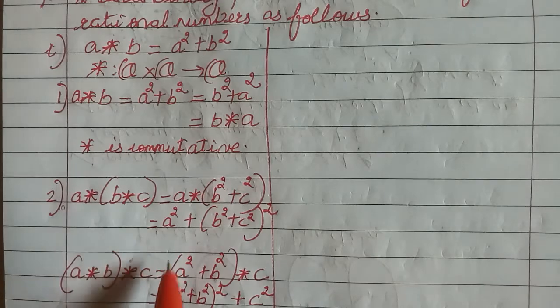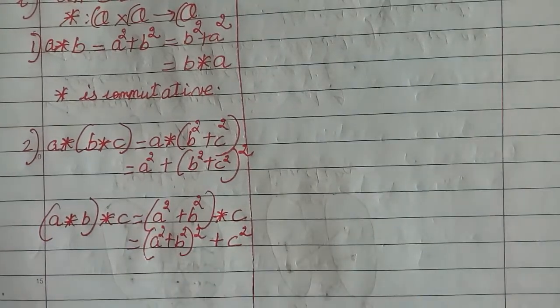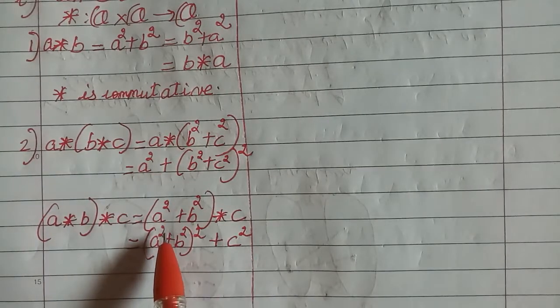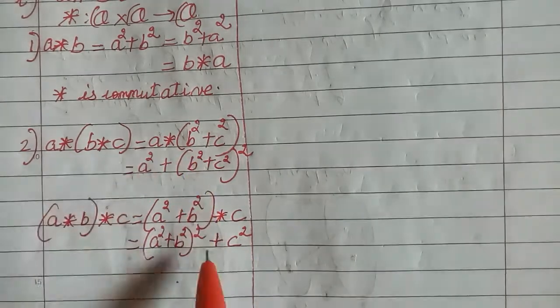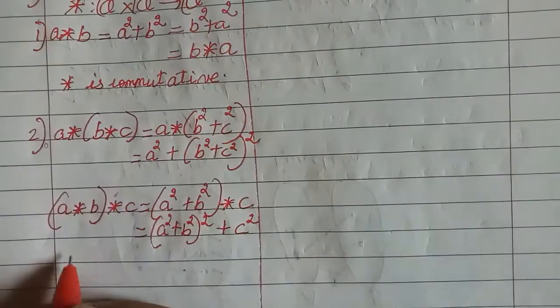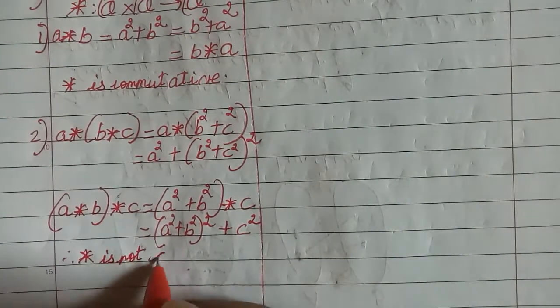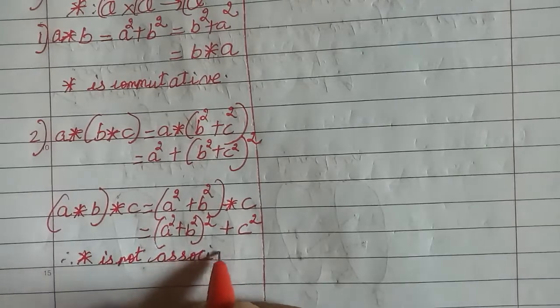So without opening the brackets, I can find out whether it's the same or not, because the power of A is a square. After opening the bracket, the power of A here will be 4. So definitely these two will not be the same. Therefore, I can say star is not associative.